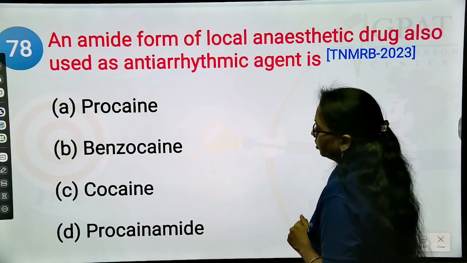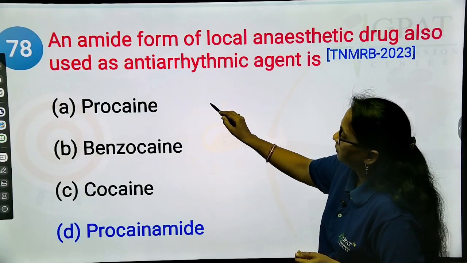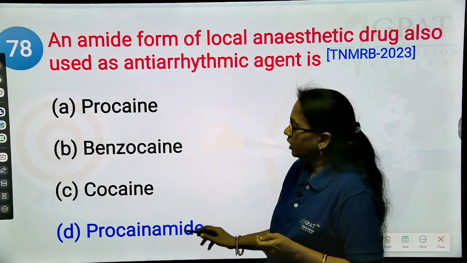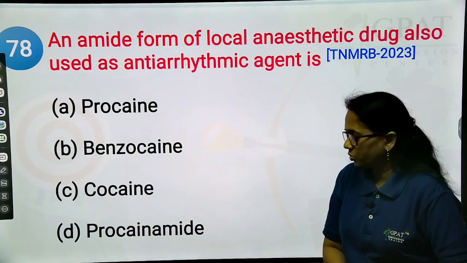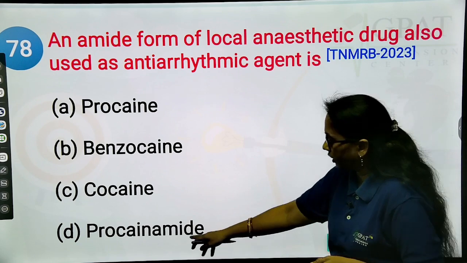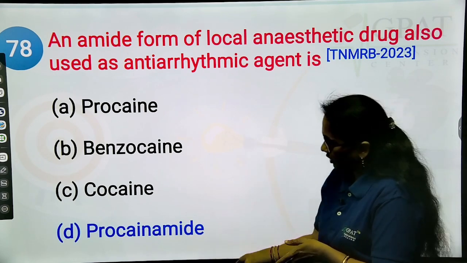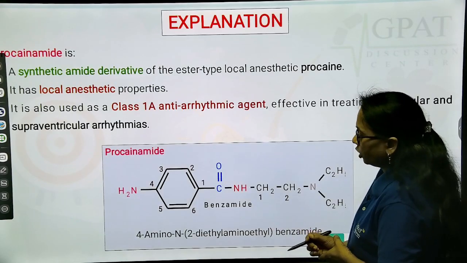Cocaine is not going to be there, but anyhow, if you observe procaine and procainamide, that means definitely this is the amide form of the local anesthetic. We know that procaine is going to be used as a local anesthetic. So, definitely amide form means, by seeing the options itself, we can find the answer, right. Option D is going to be the answer.